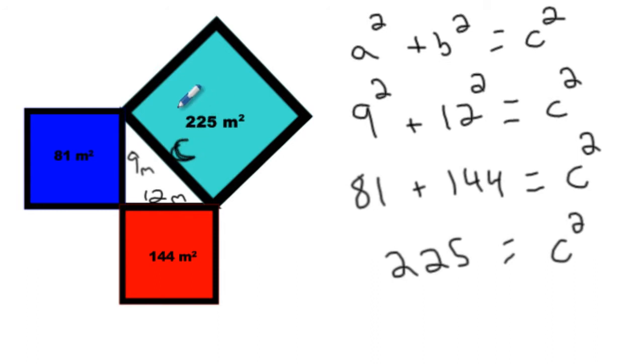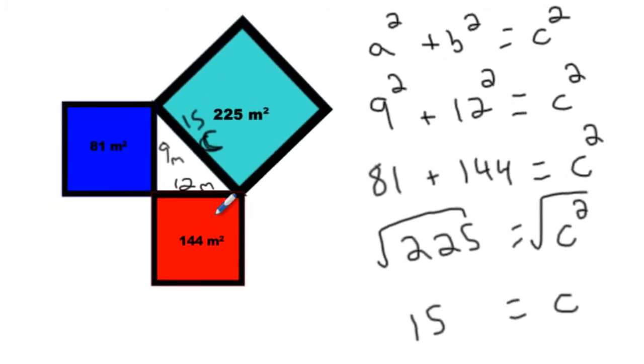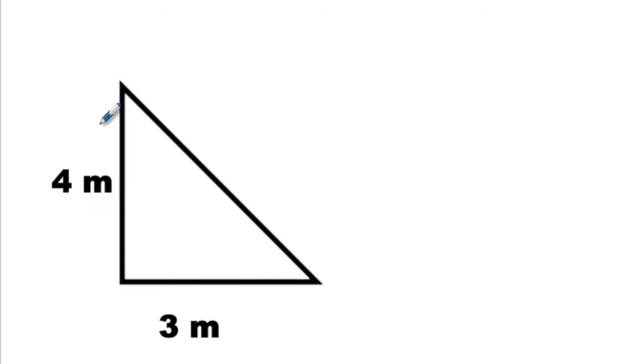How do you turn an area into the edge? Yes, square root it. So square root C squared, you get C. Square root 225, you get 15. So this has to be 15. The hypotenuse is 15 meters. You go ahead, you try this. You could pause the video. I'm going to go on with the answer, assuming you've done all that.